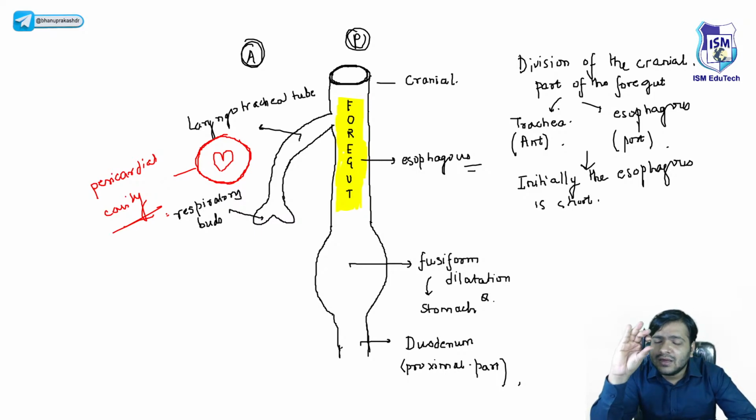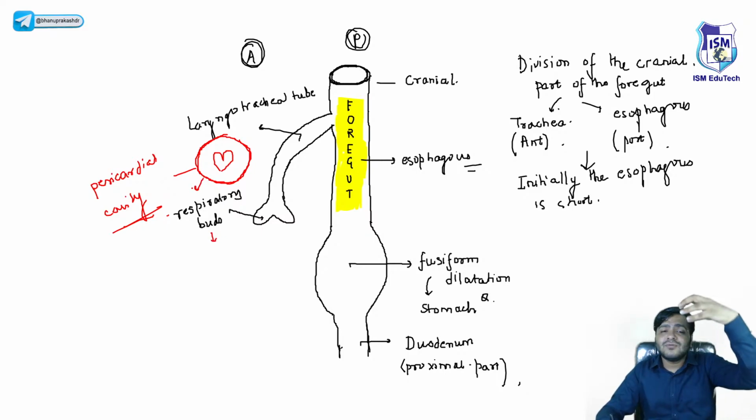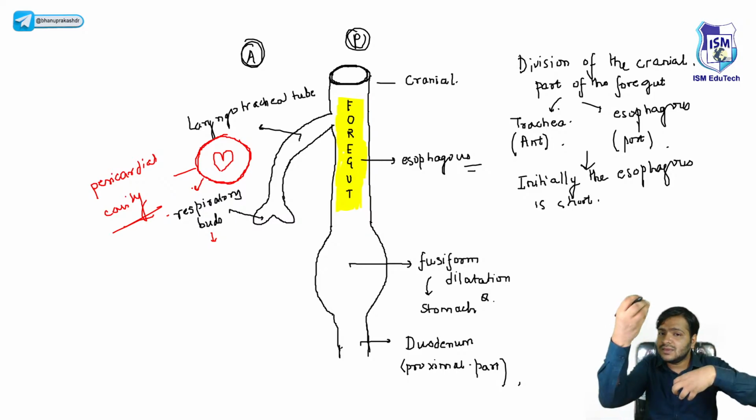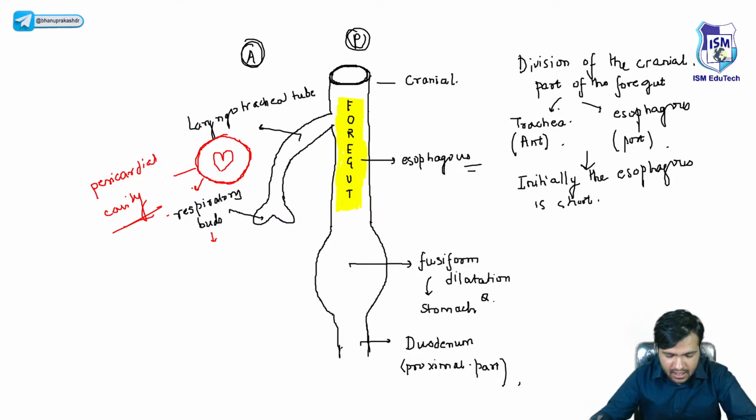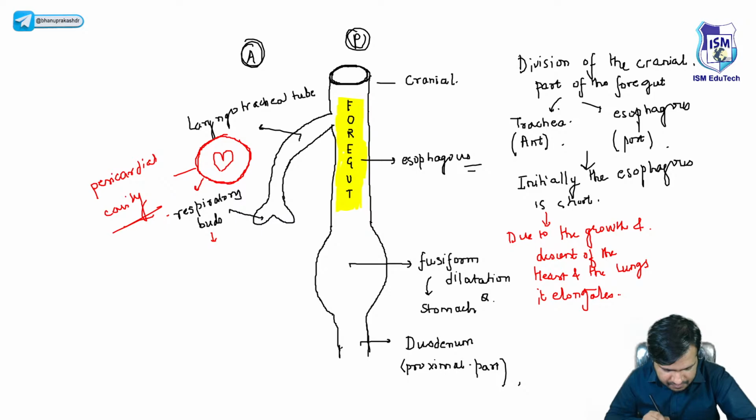So initially the length of the esophagus is very short. Now, respiratory buds will form the lungs and we have the heart. As soon as the heart and lungs go down, similarly the esophagus will also go down along with them. Now remember guys, you have to complete the flow chart: due to the growth and descent of the heart and the lungs, it elongates.